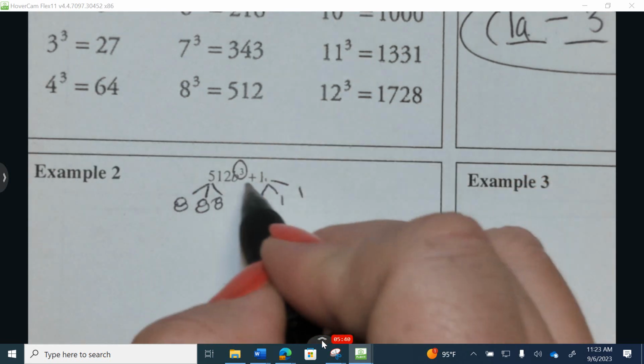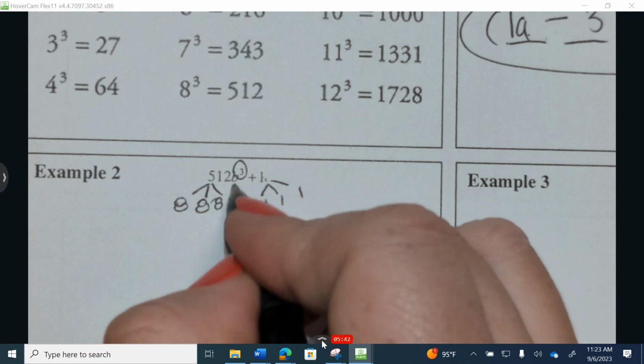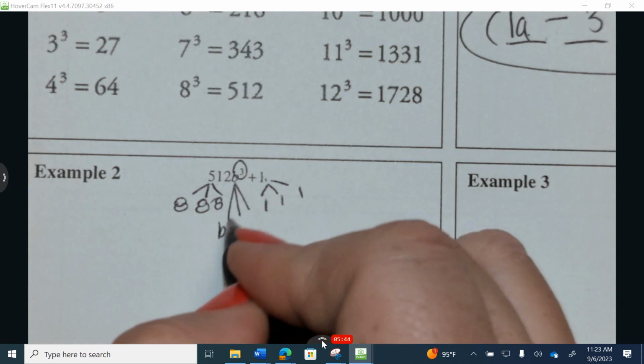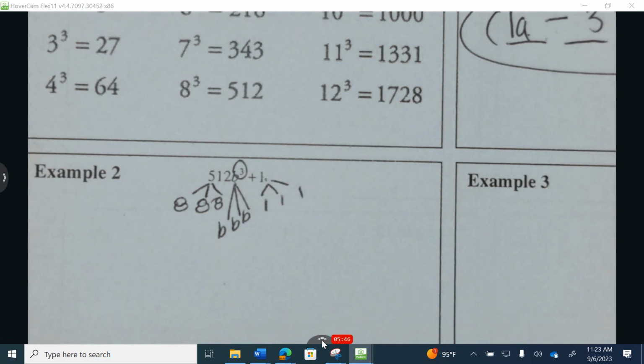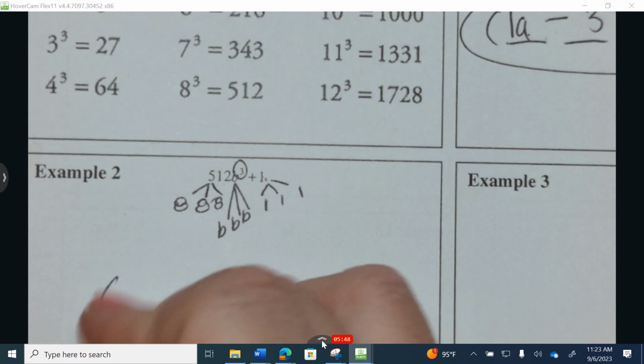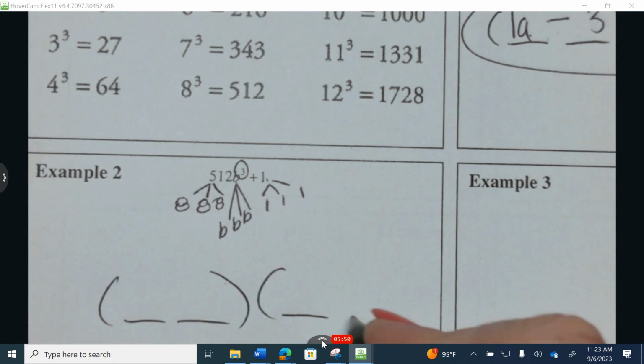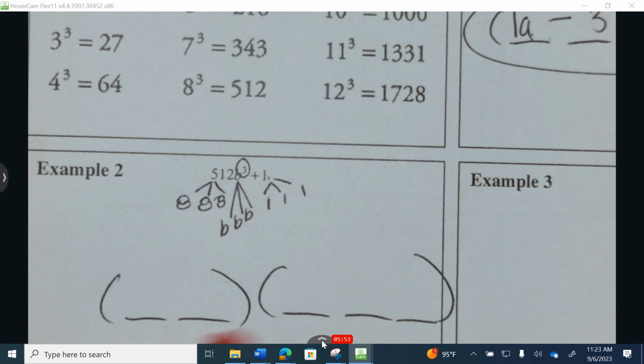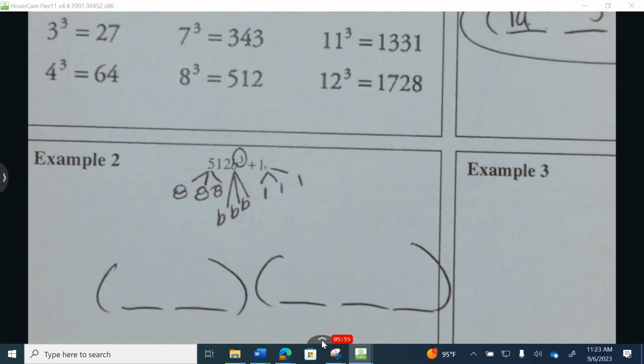And 1 is the same as 1 times 1 times 1. And if I take this exponent and divide it by 3, so if I split up 3 into 3 equal parts, I get b to the first, b to the first, and b to the first. What do I do next? I always make 2 parentheses. There's always going to be 2 terms in the first and 3 terms in the second.